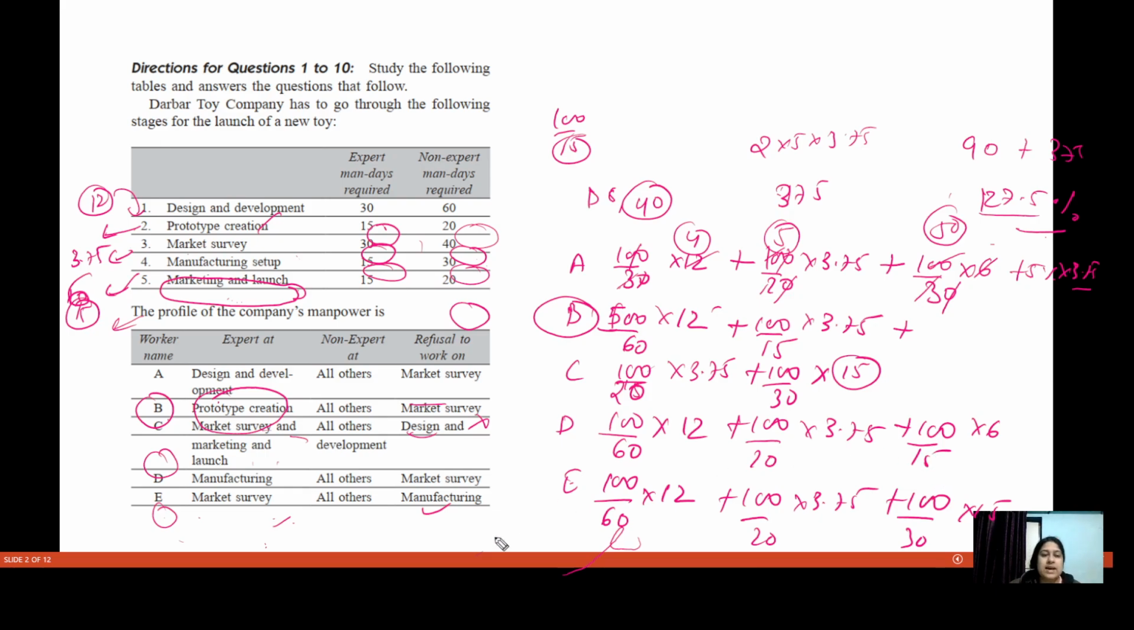Now who has refused to work on manufacturing? E. So we'll not write manufacturing in E. Otherwise we'll add manufacturing everywhere. Now this is also done.